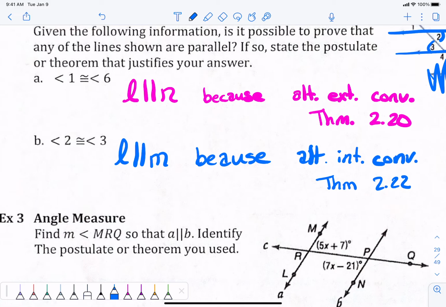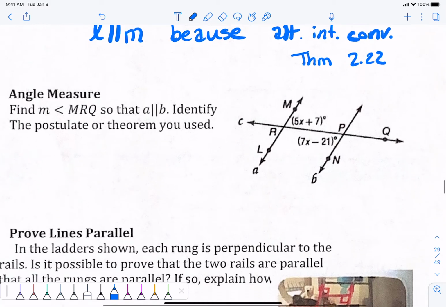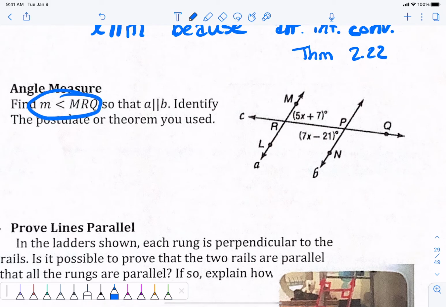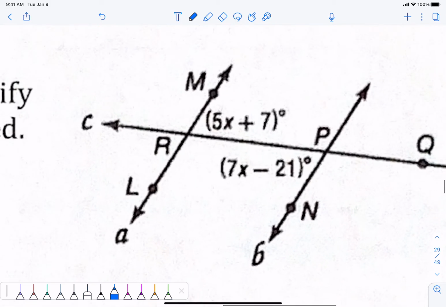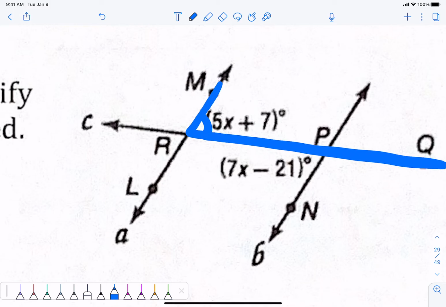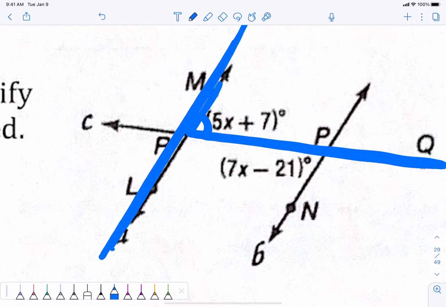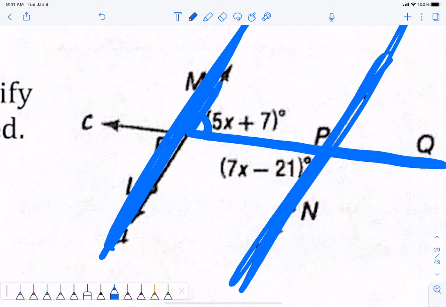Okay, now example 3 is going to make us do a little bit of math. They say find the measure of angle MRQ. So we're going to have to be doing some plugging back in. MRQ is this angle right here, that guy. Okay, and he is 5x plus 7, but they want us to find that so that this line is parallel to this line. Okay, and those two lines will only be parallel if what?